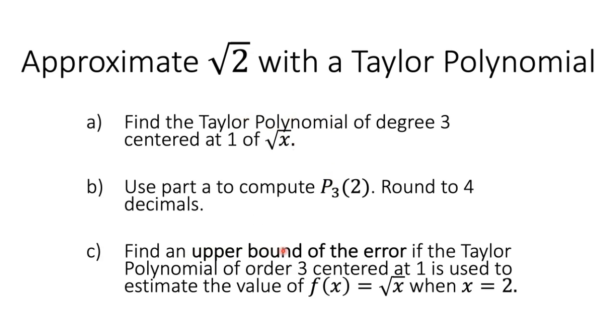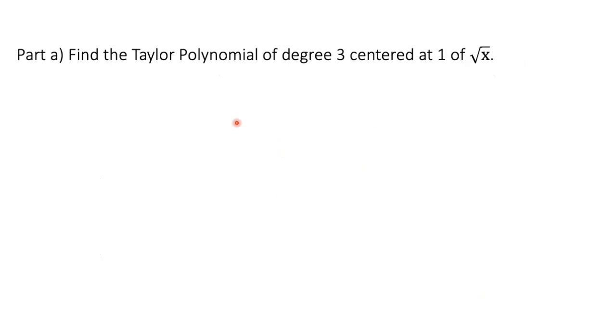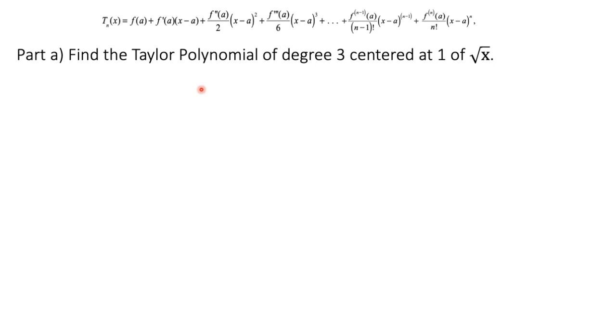And then we want to find an upper bound of the error if the Taylor polynomial of order 3 is centered at 1 and it's used to estimate the value when x is equal to 2 for that function. To begin this process, let's recall what the Taylor polynomial formula is. If this is t sub n from this problem, I'm just going to use p for polynomial rather than t for Taylor polynomial. So p sub 3 is going to represent degree 3 because that's what I'm looking for.